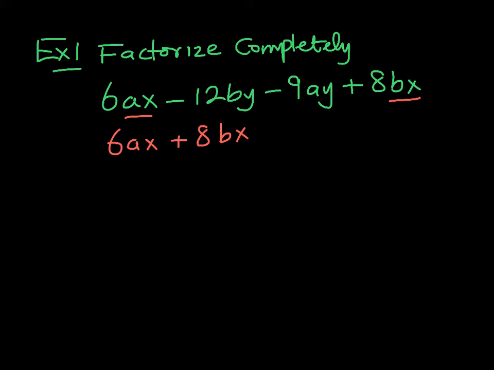Then here we do see there's a y and there's a y, so we're going to group them together. We start with the one that has the a, so that we arrange them in the proper order. Minus 9ay minus 12by.